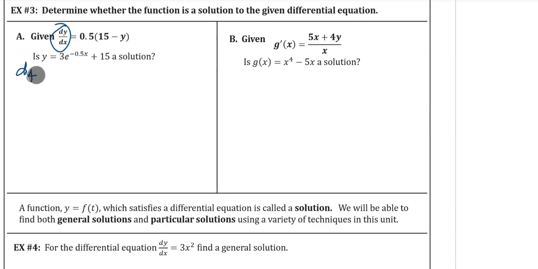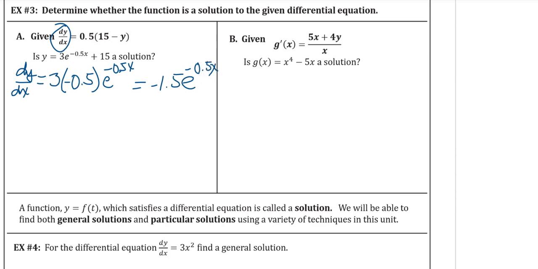So dy/dx of the given equation is going to be negative 1.5. Let me write it this way so you can see where it comes from. This is going to be 3 times negative 0.5 times e^(-0.5x), and that's going to equal negative 1.5e^(-0.5x). Now we're going to substitute this into the given differential equation and substitute y on the other side. Simplify the right-hand side and see if it's equal to negative 1.5e^(-0.5x).